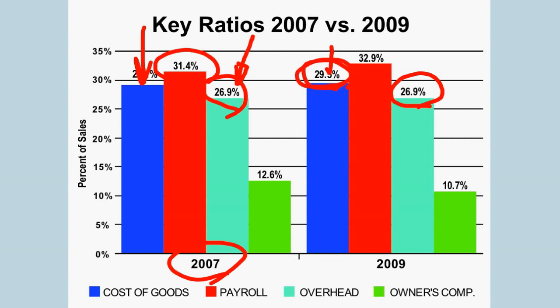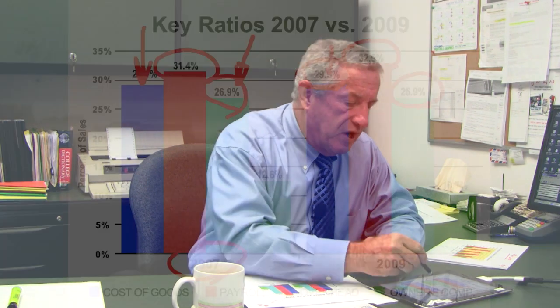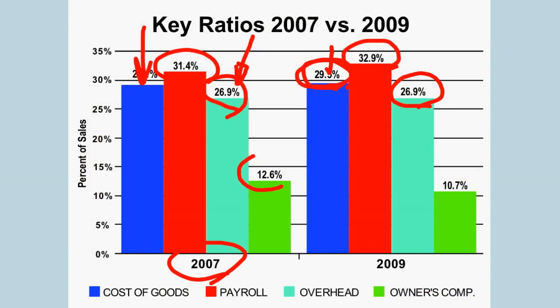What happened to payroll costs? Payroll costs, once again, went up to 32.9% from 31.4%. That's not a statistical fluke or an error or part of the margin of error. That's a real increase in payroll costs. The result is we went from 12.6% owner's compensation or profitability in the industry down to 10.7%. And quite honestly, if I projected it out to 2011, 2012, I suspect that number is going to decline even further. Now, let's move on to the next slide.